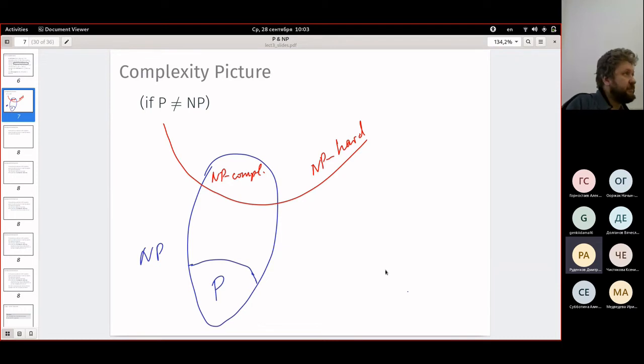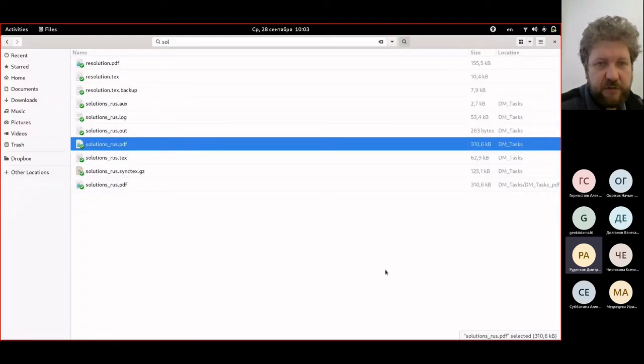So how to show that one problem is hard? This is not so easy, because we have to reduce all NP problems to this problem. If we have a concrete problem, say SAT, and we wish to show that it is NP hard, we need to take an arbitrary NP problem and reduce it to that. Okay, let's just shift to the other pack of slides and we'll continue.